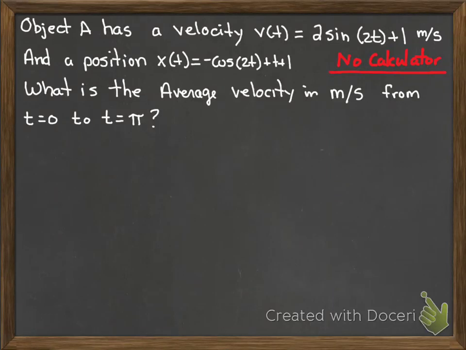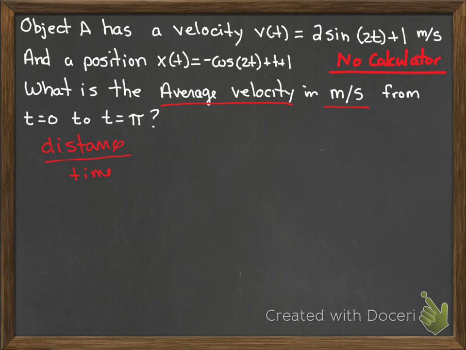An object has a velocity given in meters per second and a position also given. What is the average velocity in meters per second from t equals 0 to t equals pi? So you're looking for distance divided by time.